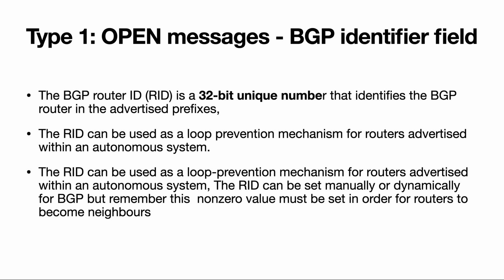The BGP identifier field is a 32-bit unique number that identifies the BGP router in the advertised prefixes. It's the same number of bits as an IP address or an OSPF router ID. The router ID can be used as a loop prevention mechanism for routes advertised within an autonomous system. The router ID can be set manually or dynamically for BGP, but remember this: a non-zero value must be set in order for routers to become neighbors.